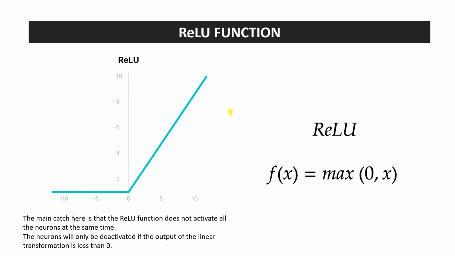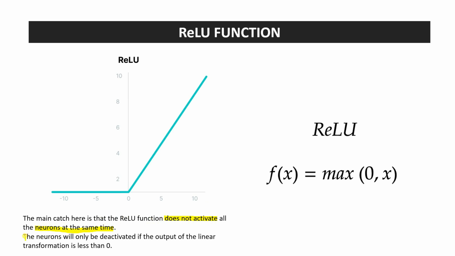ReLU has a derivative function and allows for backpropagation. That's why we can simply use it in the neural network architecture. The main catch here is that the ReLU function doesn't activate all the neurons at the same time. However, sigmoid and tanh activate all of the neurons at the same time.